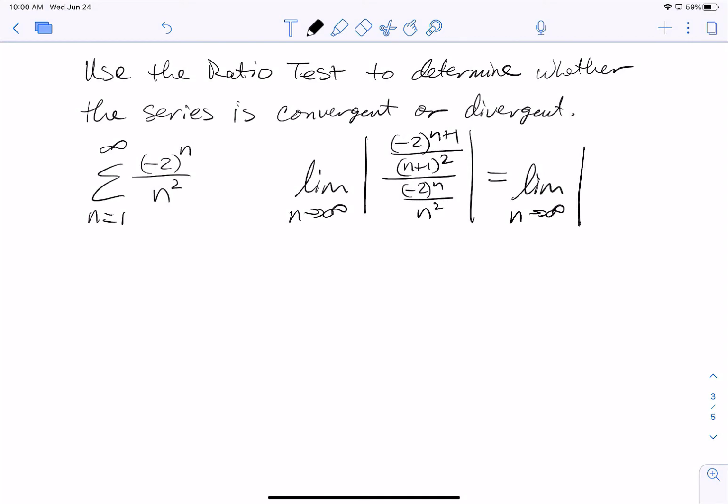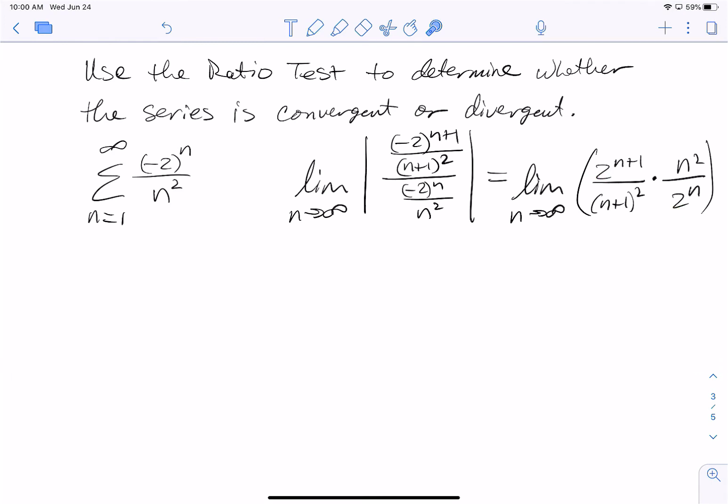We have the limit as n approaches infinity of 2 to the n plus 1, now I've dropped the negative, divided by n plus 1, the quantity squared, times the reciprocal of the denominator, n squared, divided by 2 to the n. It got lost there because I was about to tell you I wrote the absolute value, but I didn't need to. So at this point, I'm dropping the absolute value symbols. We've just applied the absolute values by not writing the base of negative 2.